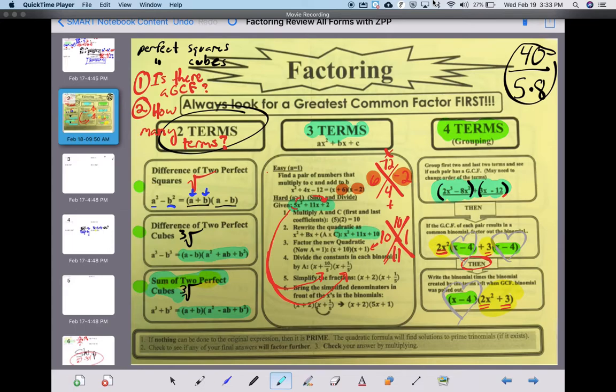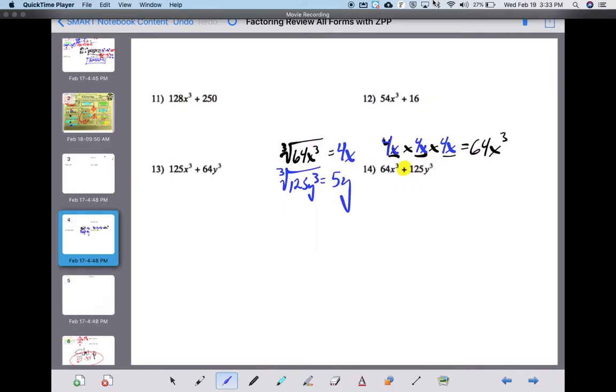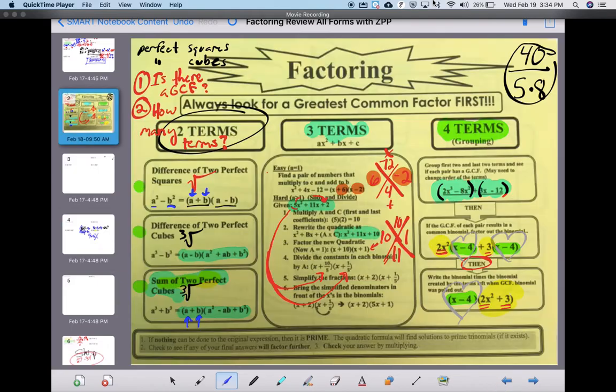So once I get my cube roots, my a and my b, I'm going to add them together in the parentheses. And you can't actually combine them. It's going to be 4x plus 5y. Then the next parentheses, and this is where a lot of people wrote 4x minus 5y for the next parentheses. If we were square rooting, not cube rooting, yes, that's the template for the difference of squares. But this is the sum of cubes.